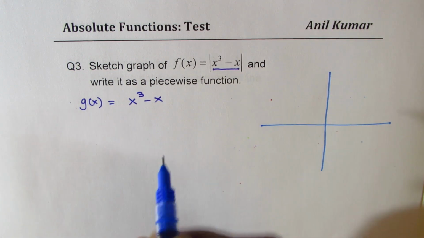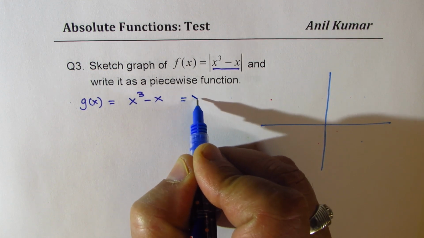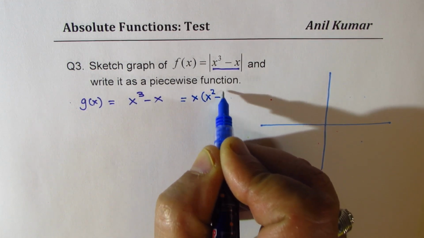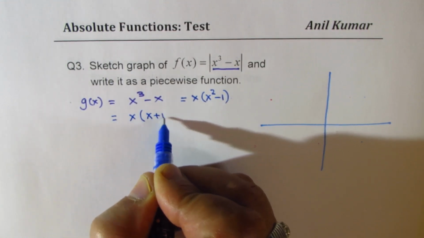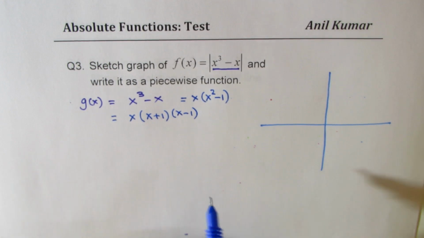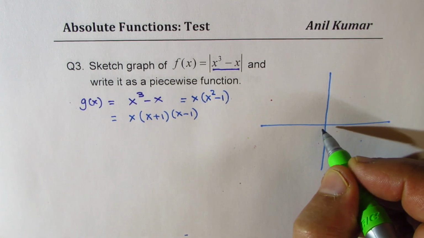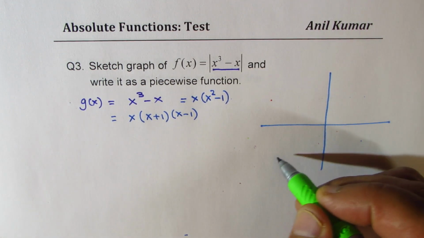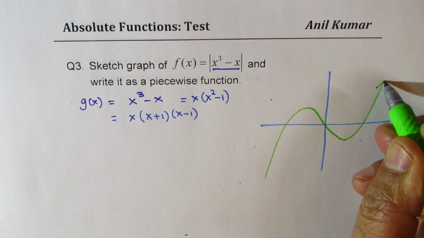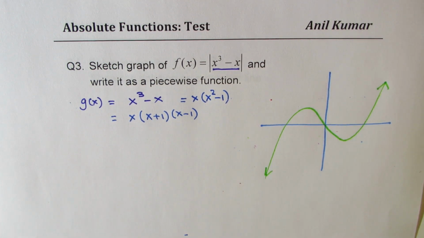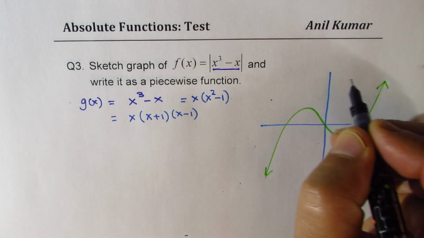Now this could be factored, so we could write this as x times x squared minus 1, and x squared minus 1 is x plus 1 times x minus 1. So we have got 3 zeros, plus minus 1 and 0. So these are the 3 zeros, right? So we could just graph it like this. It's a cubic function, symmetric about the origin. It'll look like this. Perfect. So that's the graph for g of x.